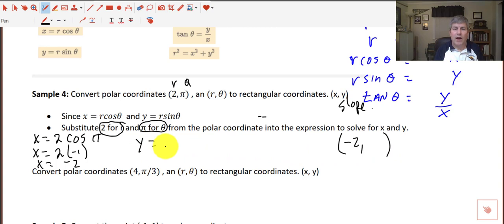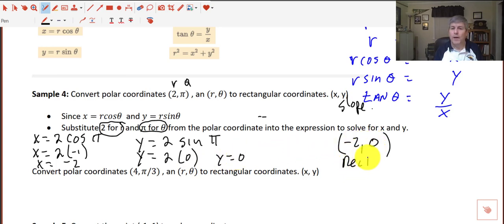Y is r sine of theta. Again, our r is still 2, and our theta is pi, so we'll replace theta with pi. On our unit circle, the sine of pi is 0. 2 times 0 is 0, so our y value is 0. And we get a rectangular ordered pair of -2, 0.